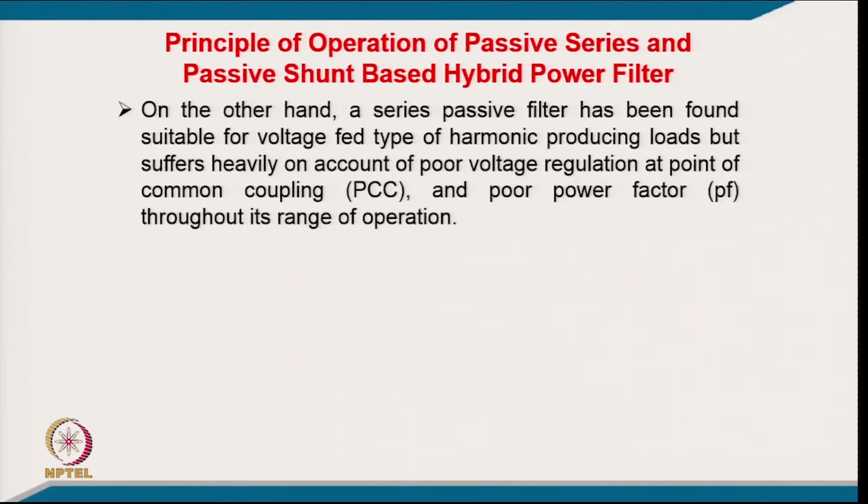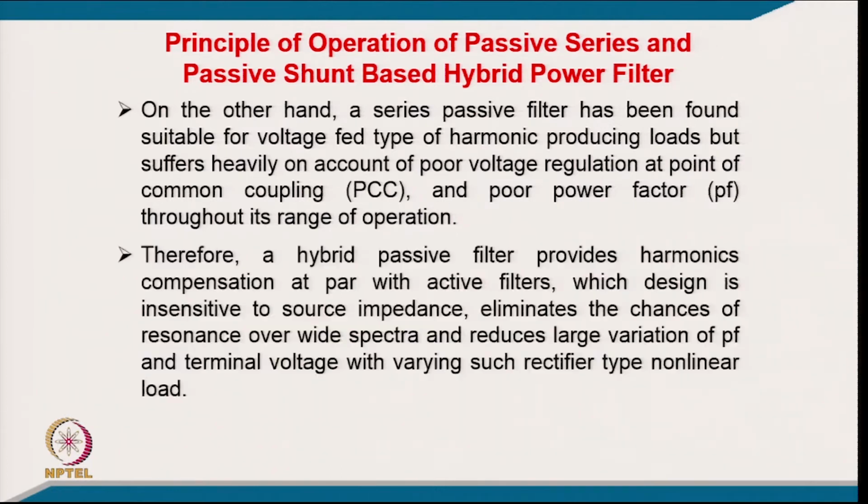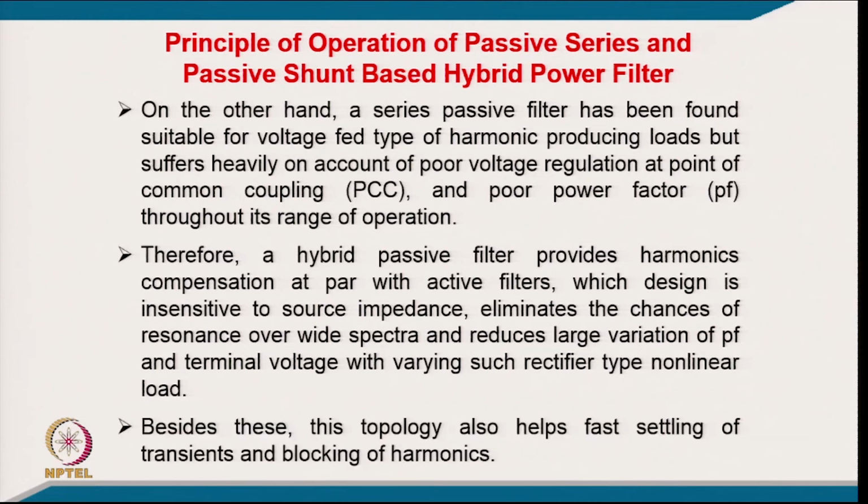On the other hand, a series passive filter has been found suitable for voltage fed kind of harmonic producing load, but suffers heavily on account of poor voltage regulation at the point of common coupling and poor power factor throughout its range of operation. Therefore, a hybrid passive filter provides harmonic compensation at par with the active filter, whose design is sensitive to source impedance, eliminates the chances of resonance over the wide spectra, and reduces the large variation of power factor and terminal voltage with varying rectifier type of non-linear load.